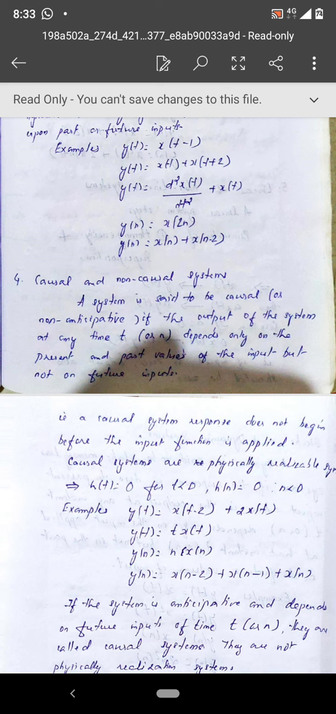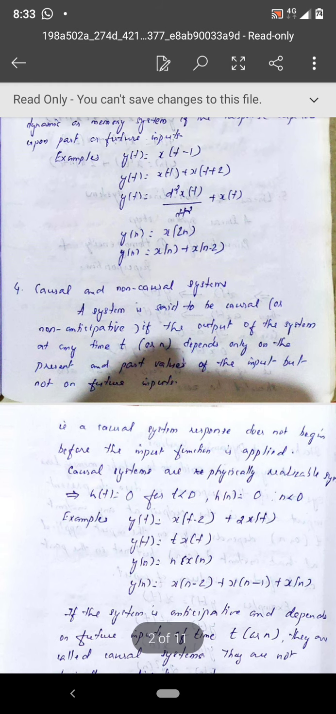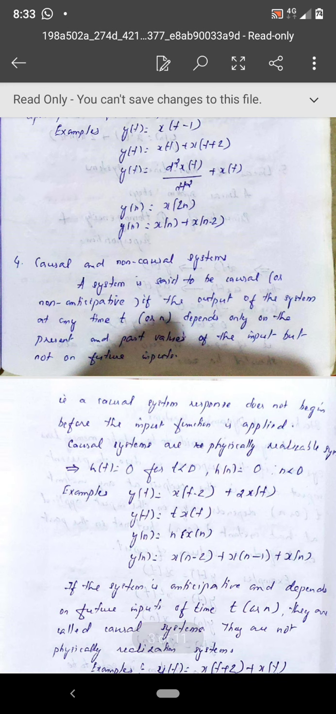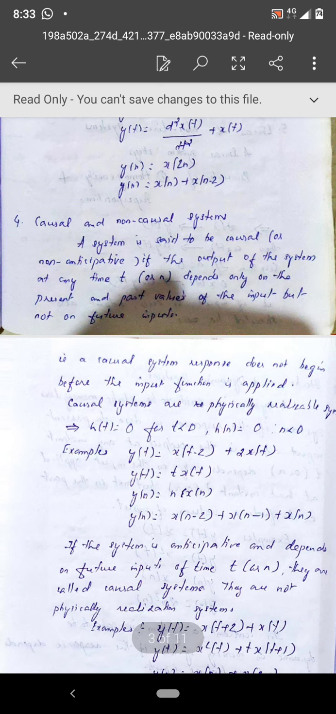See, a system is said to be causal or non-anticipative if the output of the system at any instant t or at any sample n depends only on the present and past values of input, but not on future inputs. That is, it is non-anticipative. That is, the output of the system depends on present and past values of input and not on the future values of input. So we'll see a few examples.